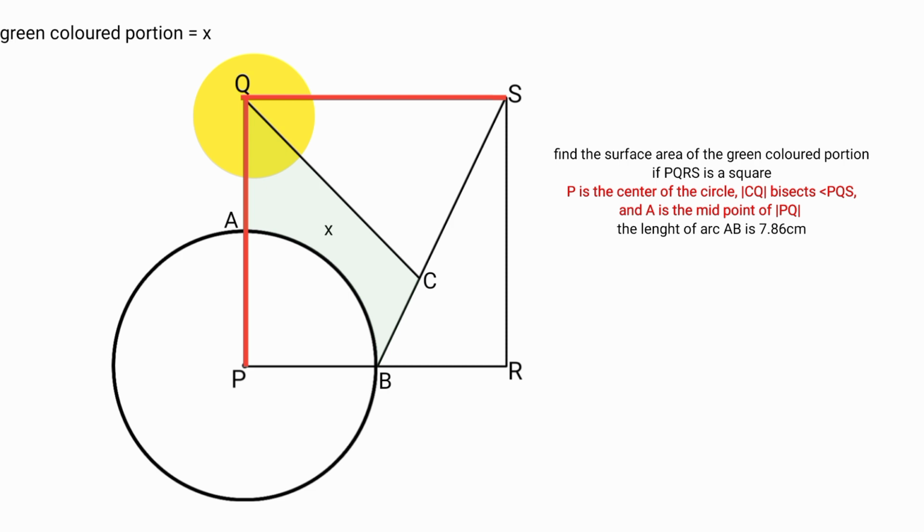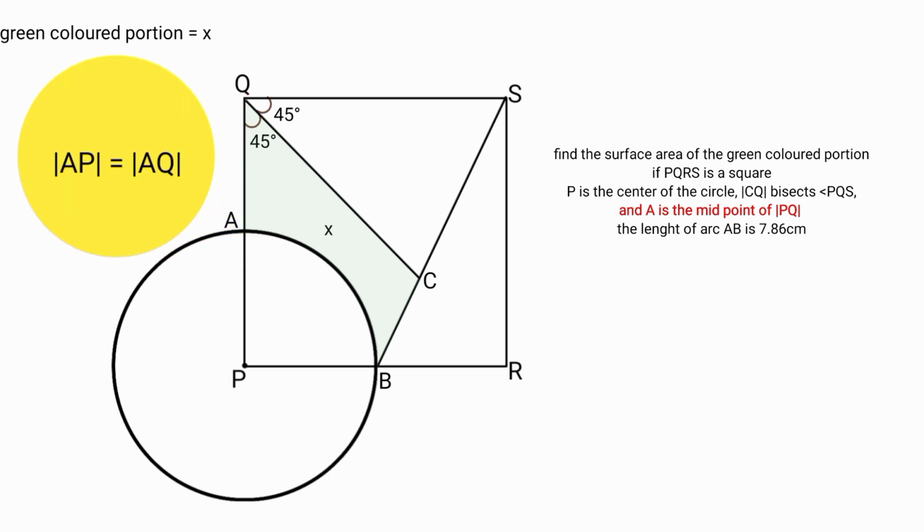Bisect means divides into two equal halves. That means this angle here must be equal to this angle here. We know that the four angles of a square are right angles, which is 90 degrees. So therefore, this and this must be 90 degrees over 2 each, and 90 degrees over 2 is 45 degrees. And here, this point A is the midpoint of line PQ, so that means line AP must be equal to line AQ. Here, the length of arc AB is 7.86 centimeters.